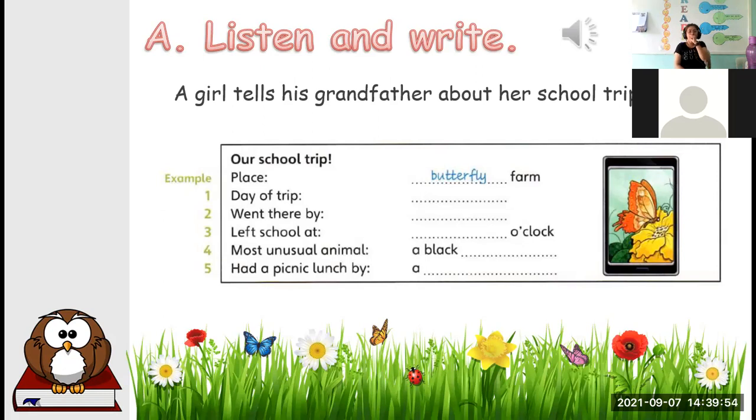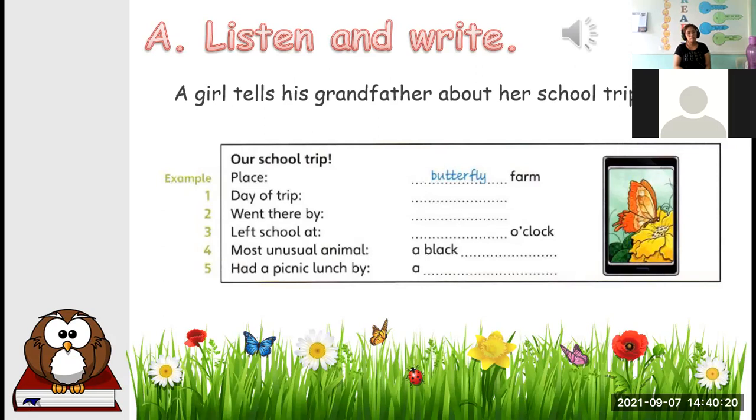Grandpa, look at this picture. I took it on our school trip. Wow, it's lovely. Where did you go? To a butterfly farm. I loved it there. Everything was so interesting. Good. Can you see the answer? Now you listen and write.